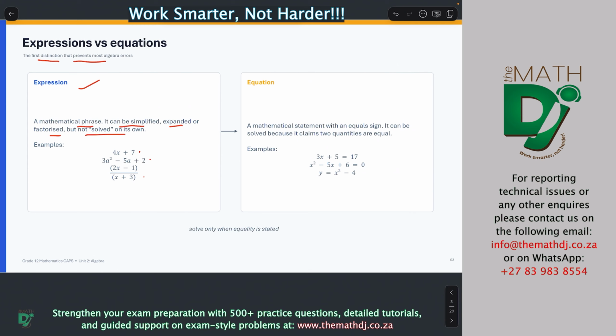So the first one is x plus 7. The other one, 3a squared minus 5a plus 2, is an expression. Then the other one is more like a fraction where the denominator is x plus 3 and the numerator is 2x minus 1. This one is an expression. So an expression is where there's no equal sign.